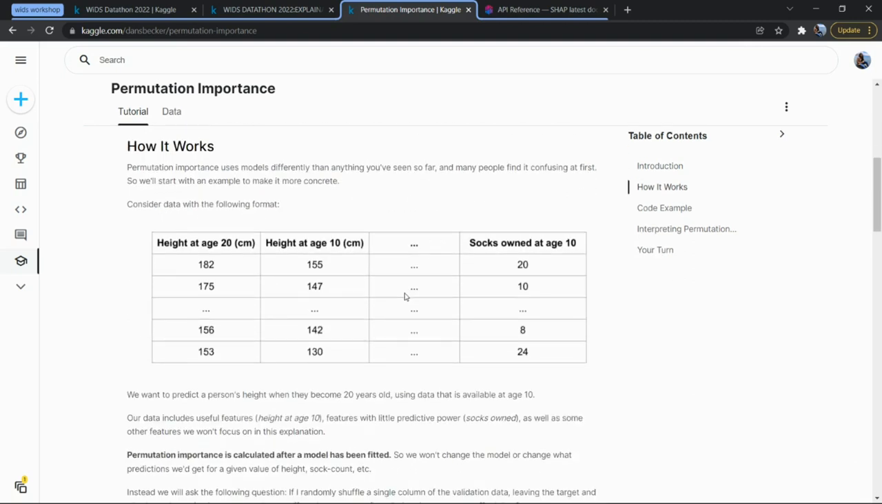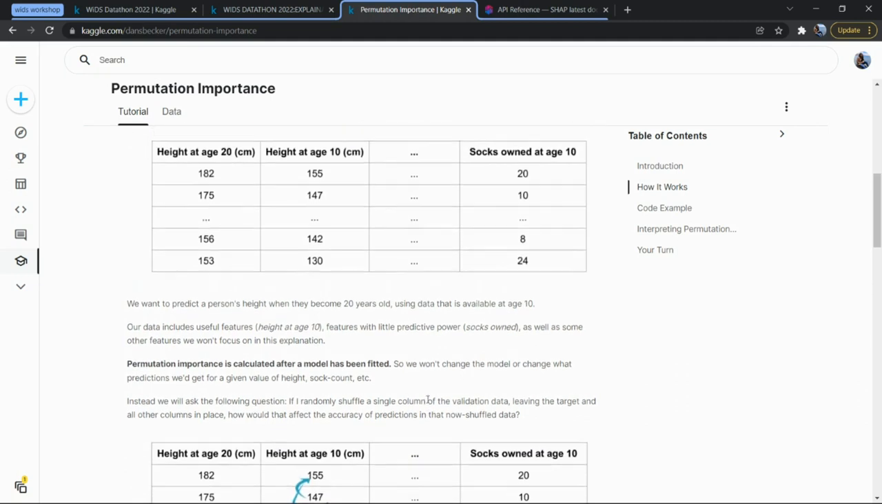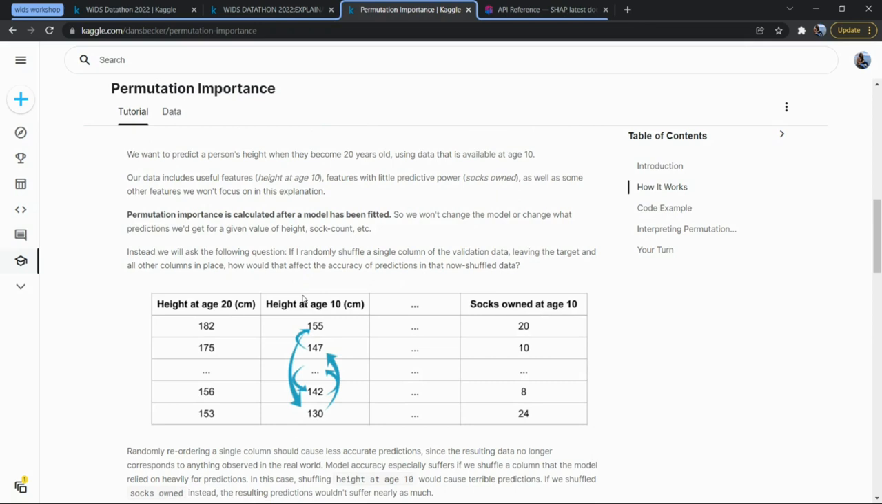Permutation importance uses models differently than anything you have seen so far. It is a very novel approach. You see the data: you want to predict a person's height when they become 20 years old, using the data available at the age of 10. Our data includes useful features, but also features with little predictive power, like socks owned at age 10. From your real world knowledge, how is the number of socks owned related to height at any age? You have the height at age 10 and have to predict the height at age 20 given the data. So permutation importance comes into play here.